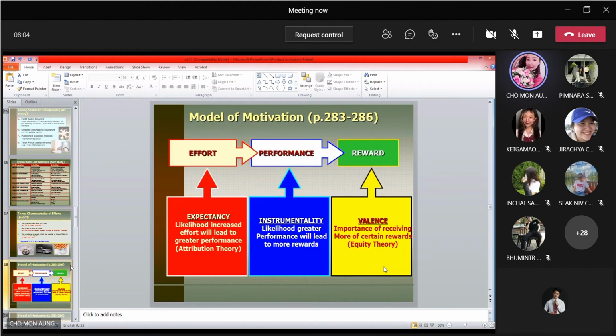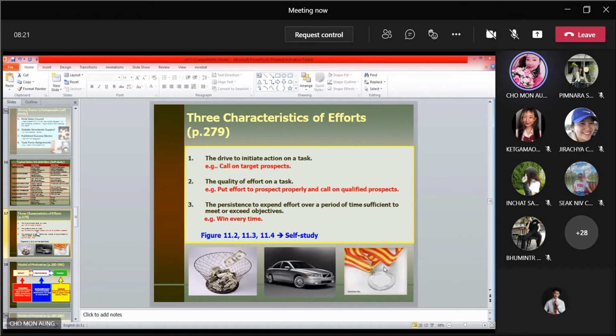And now another topic, model of motivation, that is in the middle of the chapter. Okay, this chapter, model of motivation, I'm going to link these two together. So now let's start with characteristics of effort.